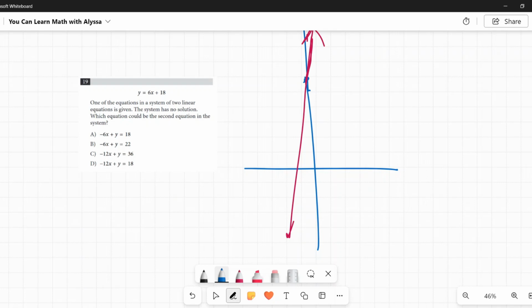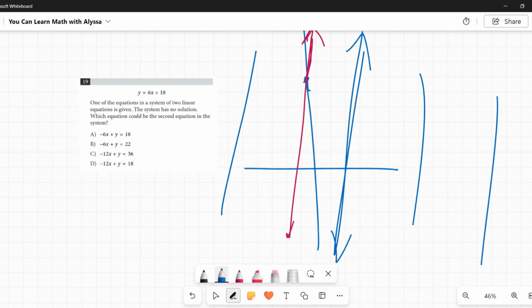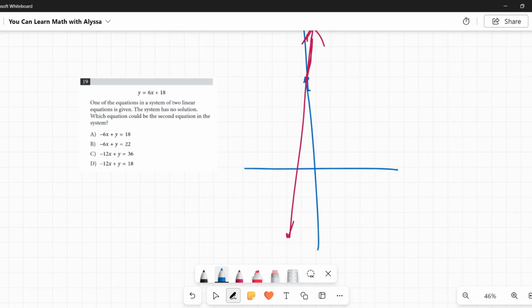In this case, it is no solutions. So I know it is a line that is parallel and it is somewhere. It could be there, it could be there, it could be many places, but it's parallel. It's not touching it. It's not on top of it. It has no solution. So again, as I said before, same slope.